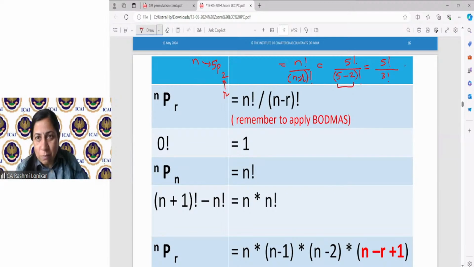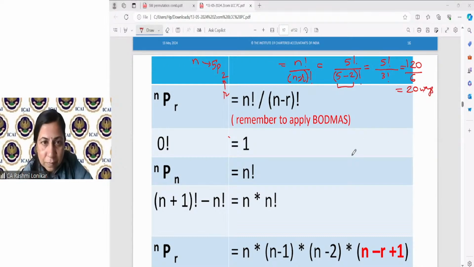See, now I know it because I know that table that I was talking about. 120 upon 3 factorial is 6. So 5 factorial is 120 upon 6, which is equal to 20 is the answer. 20 ways. Very nice, Natasha. Yes, Aisha has also solved. Yeah, very good. So, nPr is n factorial upon (n minus r) factorial. 0 factorial is 1. Very good.